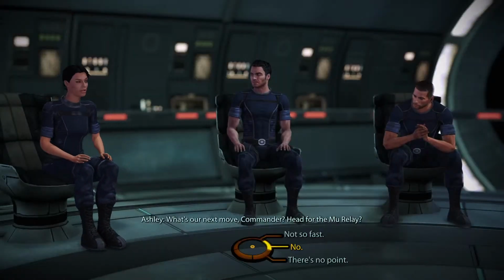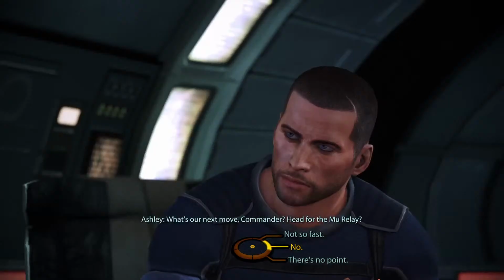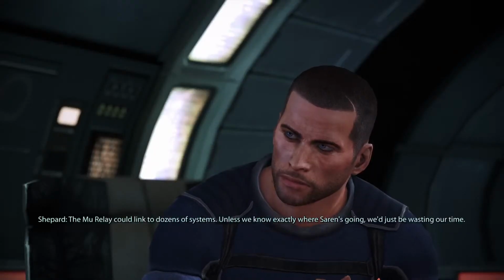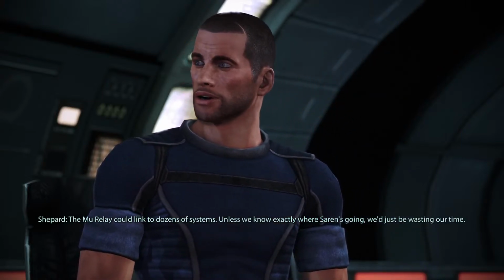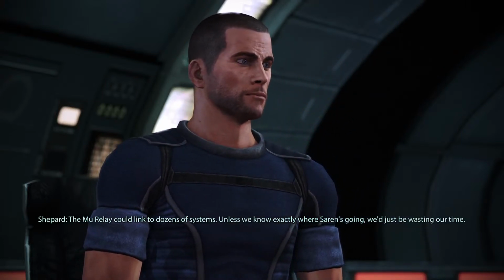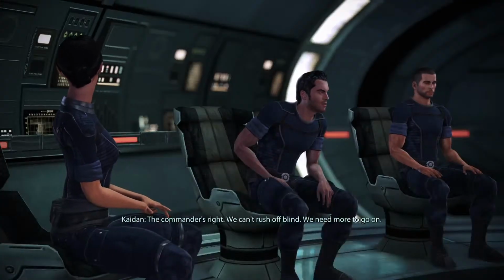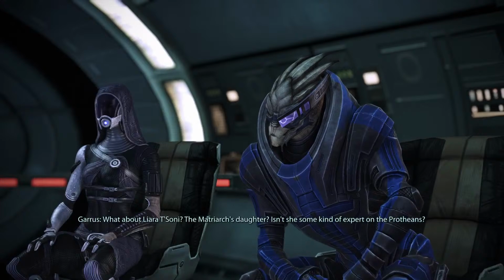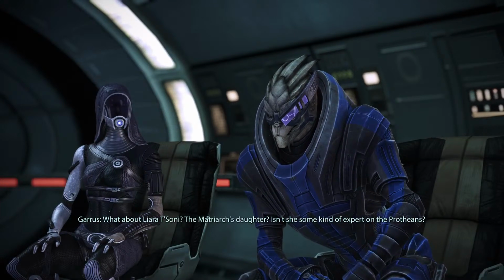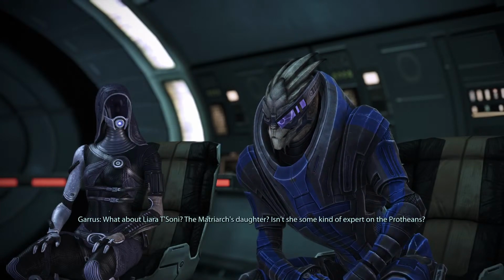What's our next move, Commander? Head for the Mu Relay? The Mu Relay could link to dozens of systems. Unless we know exactly where Saren's going, we'd just be wasting our time. The Commander's right. We can't rush off blind. We need more to go on. What about Liara T'Soni? The Matriarch's daughter. Isn't she some kind of expert on the Protheans?